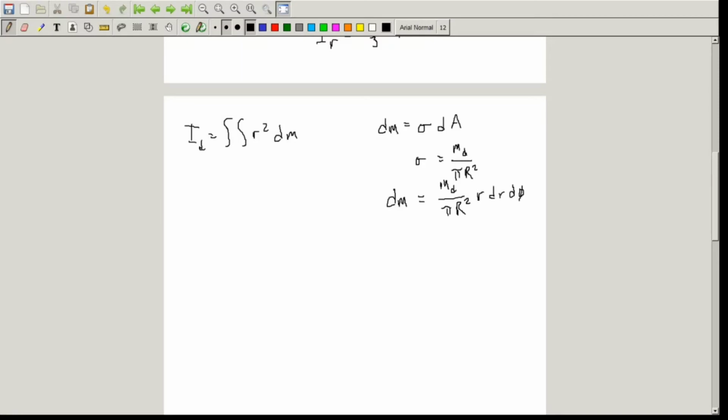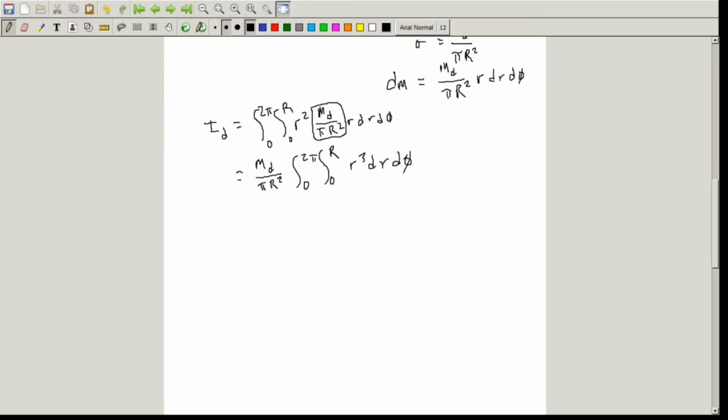So dm is actually going to be m sub d divided by pi big R squared times r dr d phi. So if we put this all together, the rotational inertia of the disk should be the double integral of r squared times m sub d over pi big R squared r dr d phi, with our bounds on r going from 0 to big R and our bounds on phi going from 0 to 2 pi.